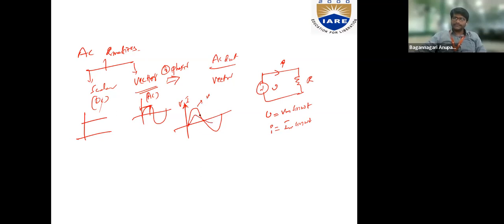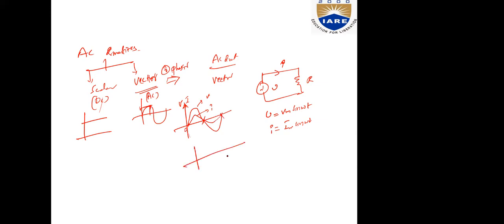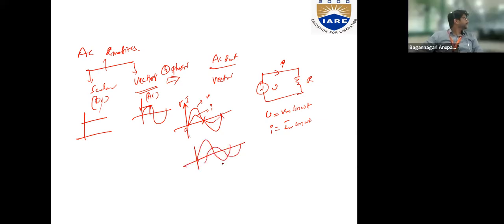Just like this, right? So this is I. So what is the parameter which makes it to draw like this? Why can't I draw it in some other way? It is in phase with voltage, sir. Yeah, why can't I draw something like this or like this?